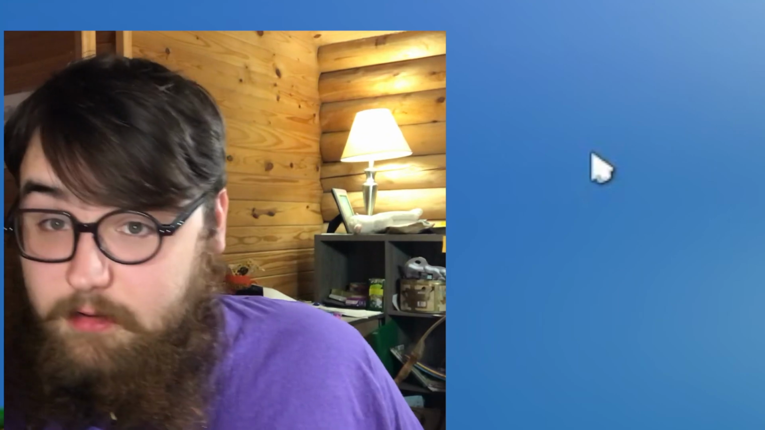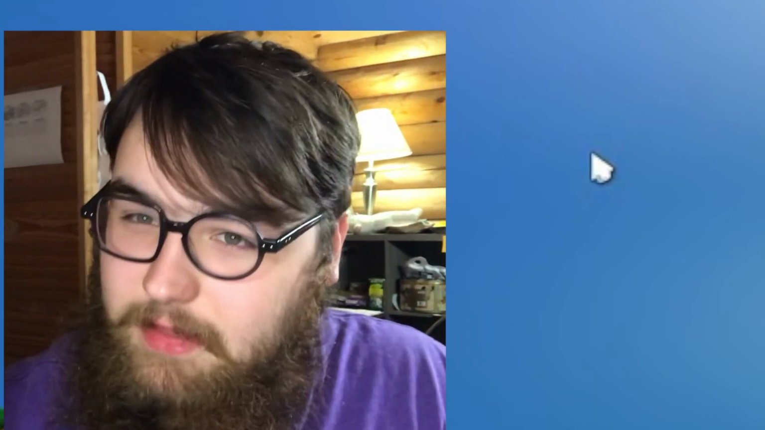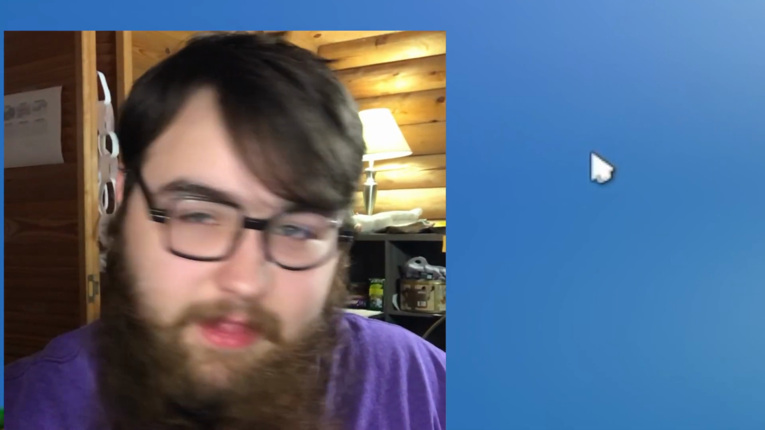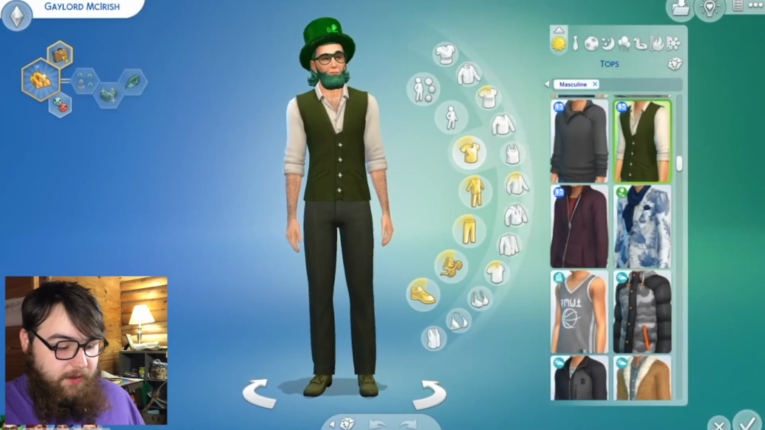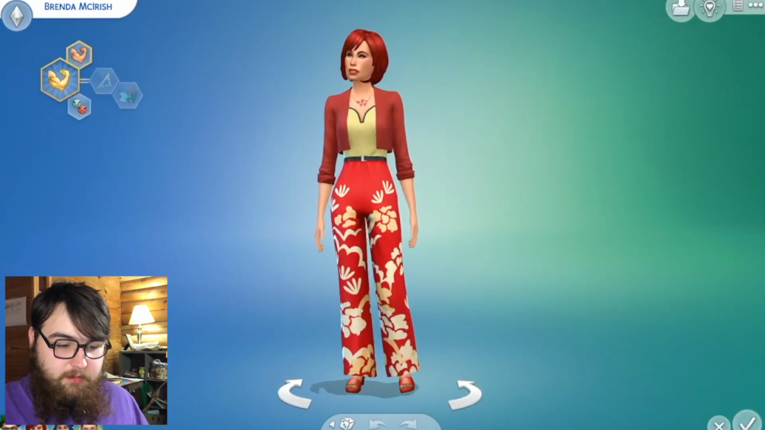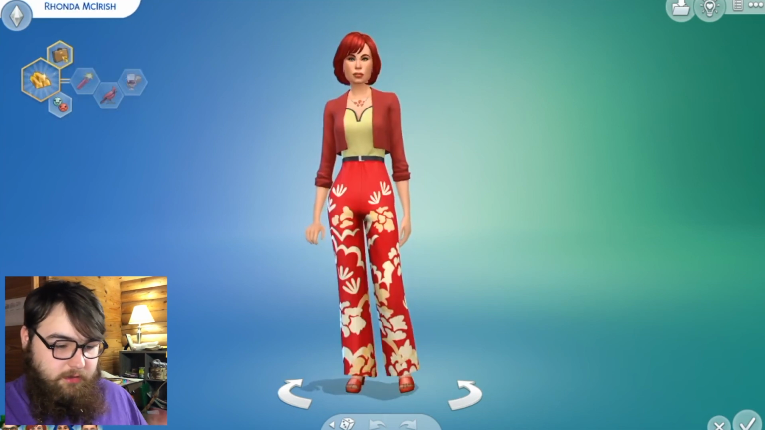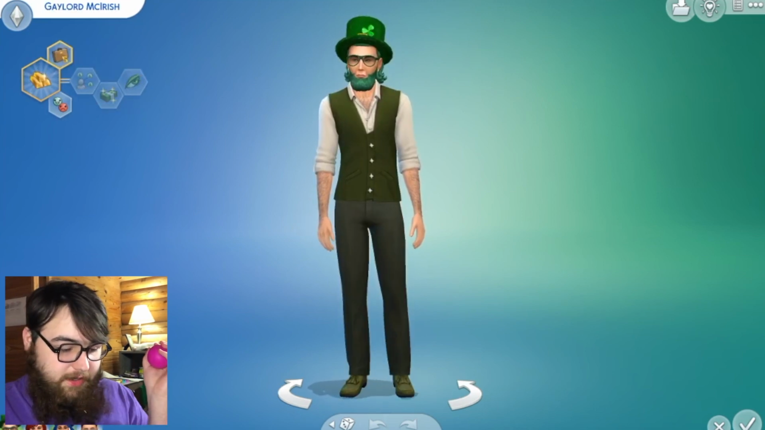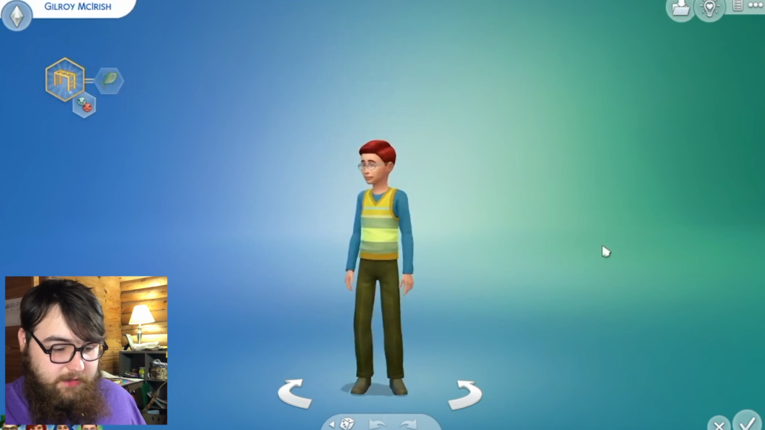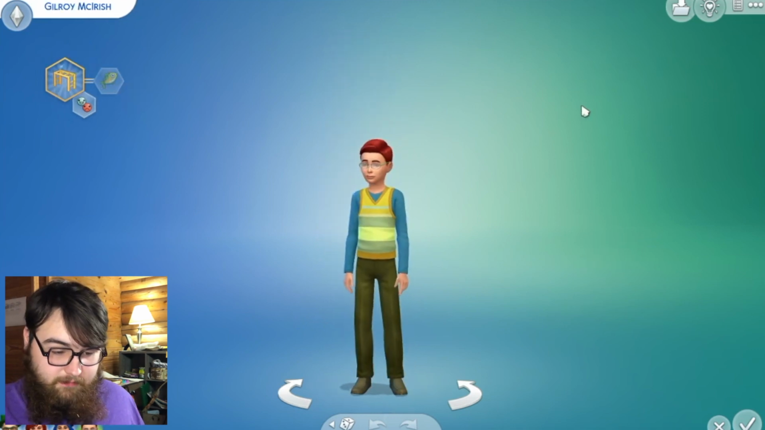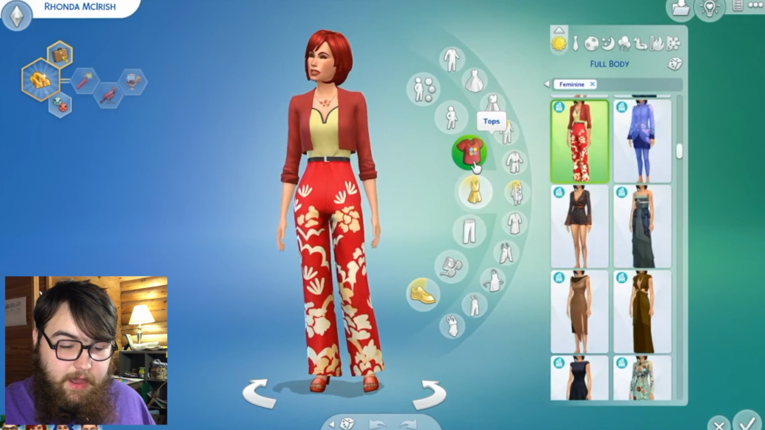Now before I go too deep into this story, I want to explain the game mechanic rules thing that I kind of came up with. As you might have noticed, each sim has a color and they're wearing all that color. Rhonda is all red, Gaylord is all green, Brenda's all blue, and Gilroy is also all green except for his hair. And so that's kind of how it works.